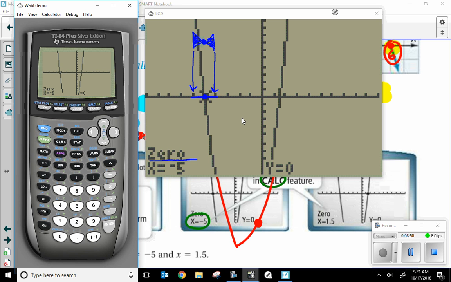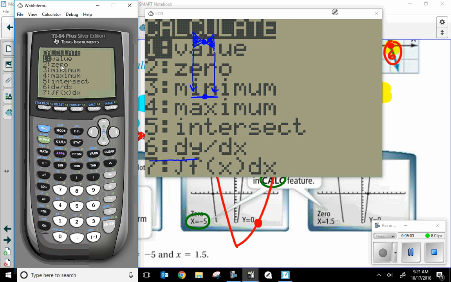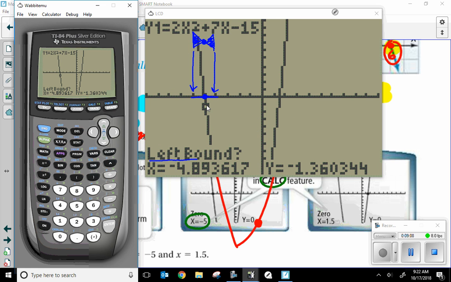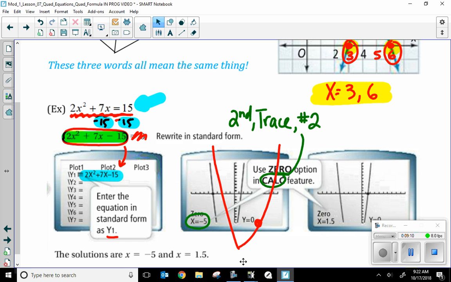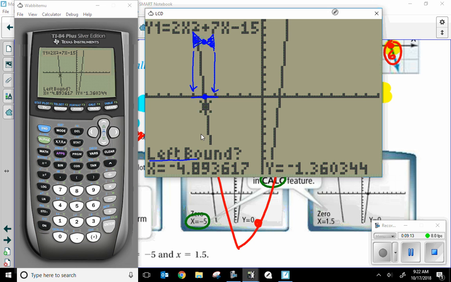And I'm going to walk you through it right now. I got to do this whole process all over again from the beginning. Second, trace, because I want the calc menu in blue. And I'm going to pick number 2, which is the 0 function. Now, this is still here. I need to move right, so he slides all the way back down, comes all the way back up. And you can keep track of where he might be by the x's here. My x has to be between 1 and 2, right? So I'm going to have to keep on going until this x value is close to 1 and 2.